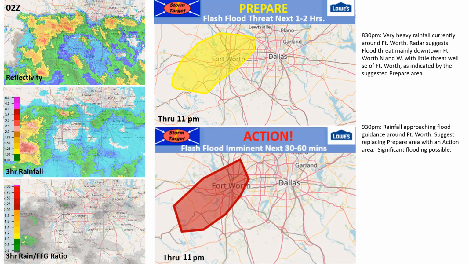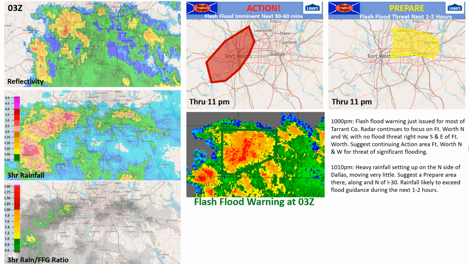By 2:30Z, however, rainfall was adding up quickly around Fort Worth, now approaching flood guidance. So an action area would replace the prepare area, as given by the chat message. 30 minutes later, around 3Z, rainfall amounts were exceeding flood guidance in the Fort Worth area, and a flash flood warning was issued for all of Tarrant County.